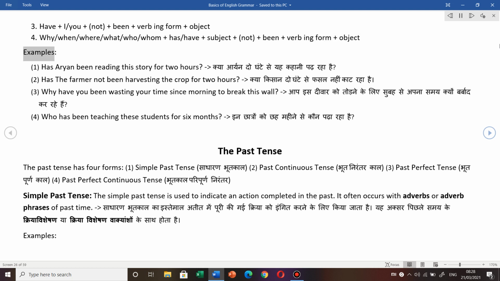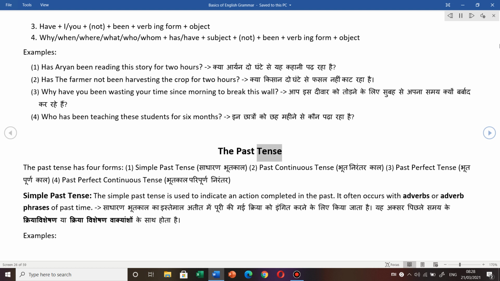Examples. Has Aryan been reading this story for 2 hours? Has the farmer not been harvesting the crop for 2 hours? Why have you been wasting your time since morning to break this wall? Who has been teaching these students for 6 months?